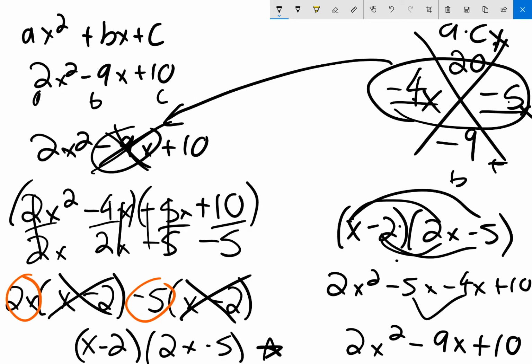So you get the same thing you started with, but remember, we're looking for the factors, so those factors are the answers.